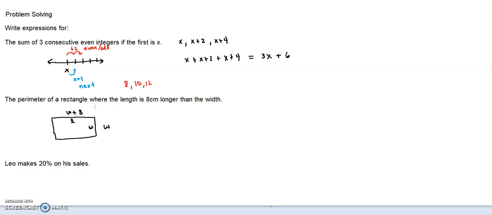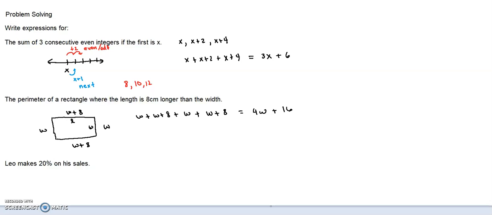Okay, so our sides are W and W plus 8, and we're looking for the perimeter. So let's label it all the way around. Remember, opposite sides are the same length on a rectangle. So that gives us the 4 sides. So we've got W, W plus 8, W, and W plus 8. If we're looking for the perimeter, we're going to add all of these up. Remember, it's the length of all the sides combined. Like above, we can simplify this. So we've got 4 W's, and then 8 and 8 makes 16. So 4W plus 16 is the perimeter.